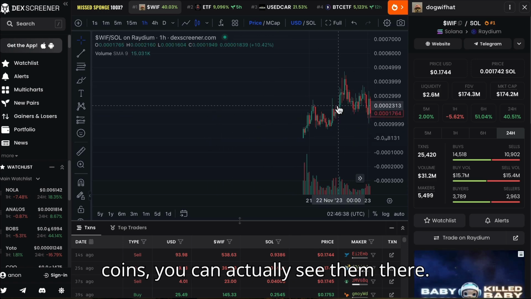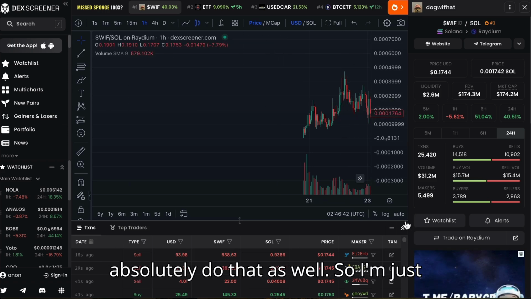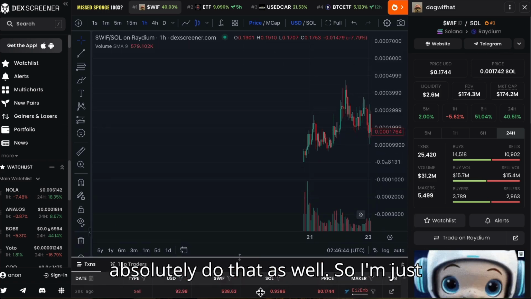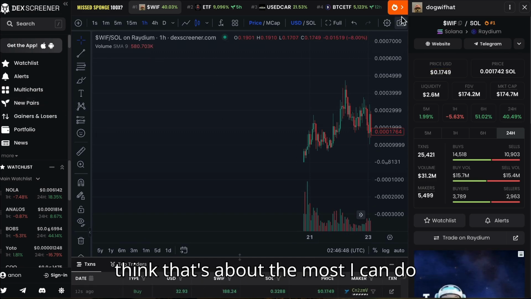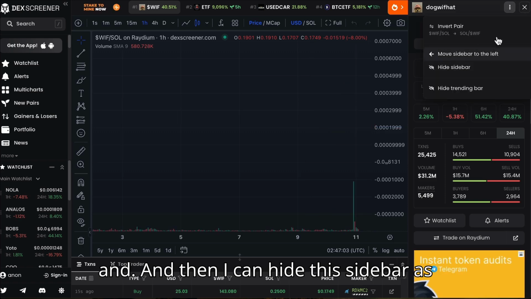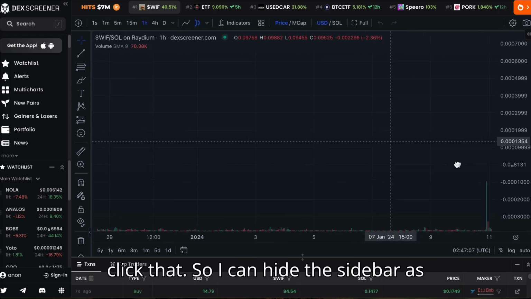Some of the bigger meme coins, you can actually see them there. So if you prefer to do that, you can absolutely do that as well. So I'm just going to adjust the chart a little bit so we can see it better as well. I think that's about the most I can do. And then I can hide this sidebar as well. Just click 3 dots there and click that, so I can hide the sidebar.